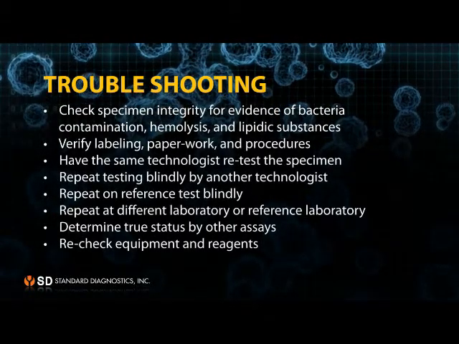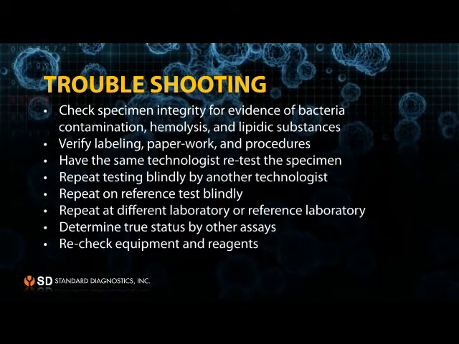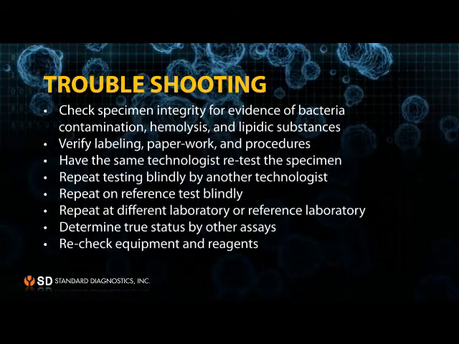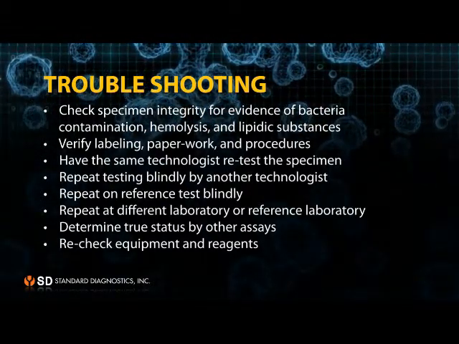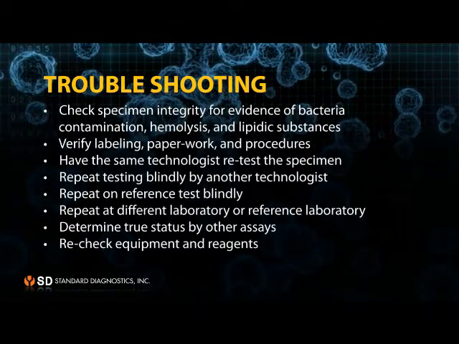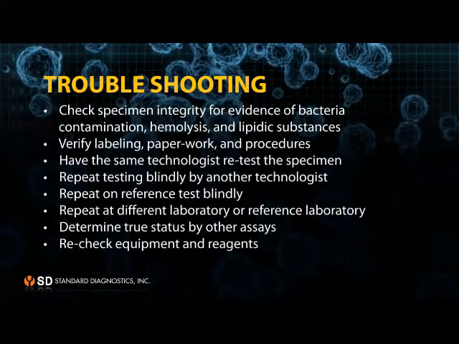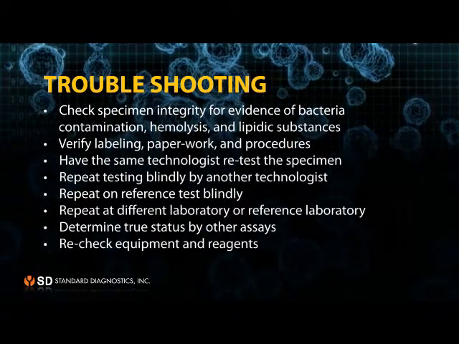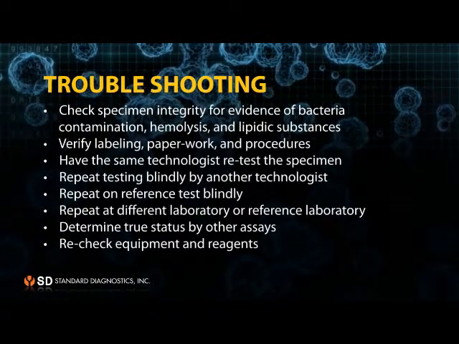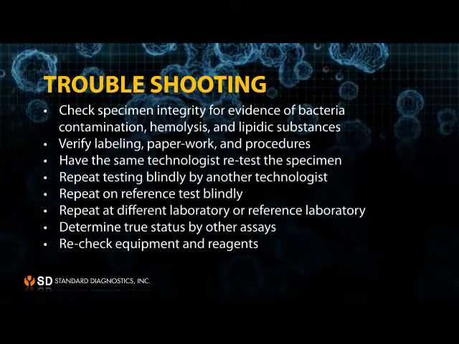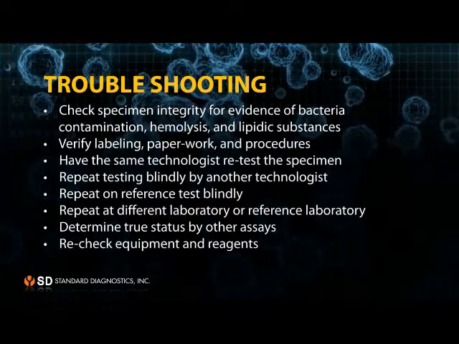When you have a problem with your test, it could be solved by the following. Check specimen integrity for evidence of bacteria contamination, hemolysis, and lipidic substances. Verify labeling, paperwork, and procedures. Have the same technologist retest the specimen. Repeat testing blindly by another technologist. Repeat on reference test blindly. Repeat at different laboratory or reference laboratory. Determine true status by other assays. Recheck equipment and reagents.